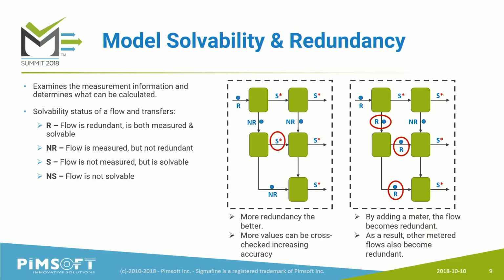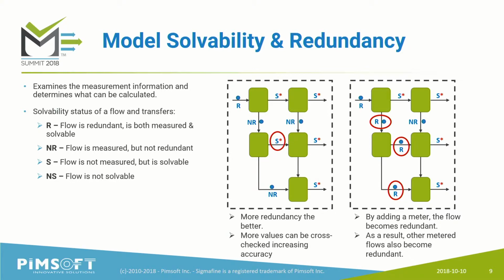So the naming convention applied for the flows is R when the flow is redundant, so the flow is measured and also solvable, and r when the flow is measured but is not redundant, S when the flow is not measured but is still solvable, and s when the flow is not solvable.